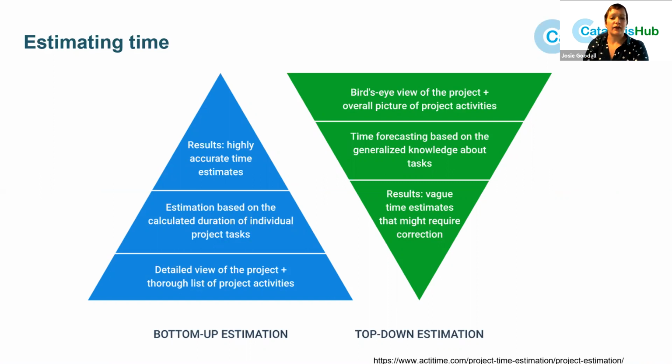The other side of the scale is the top-down estimation, where I look at the project as a whole and I estimate from my knowledge and historical projects what I think it will take. It tends to be much greater error in top-down estimation, but it'll give you an overview, and often these two methods are used together.